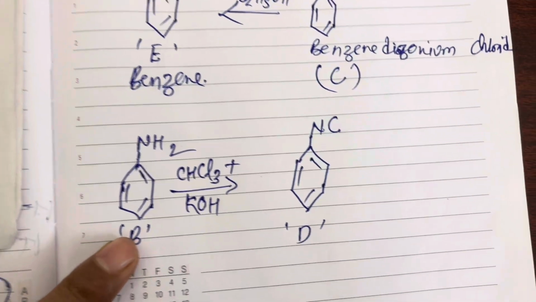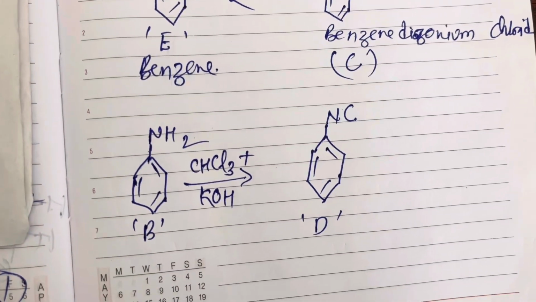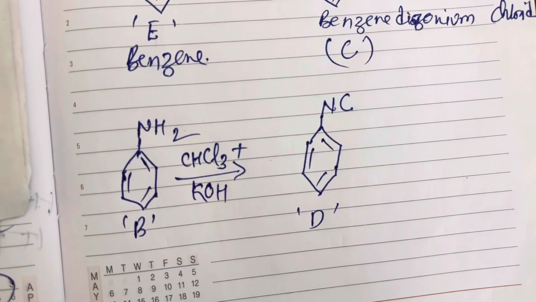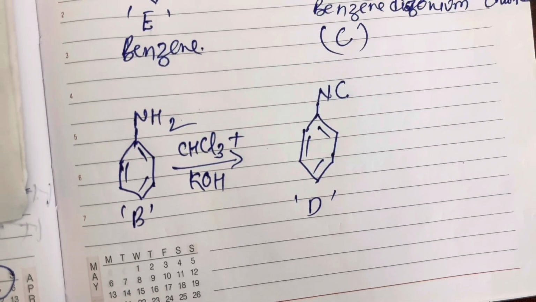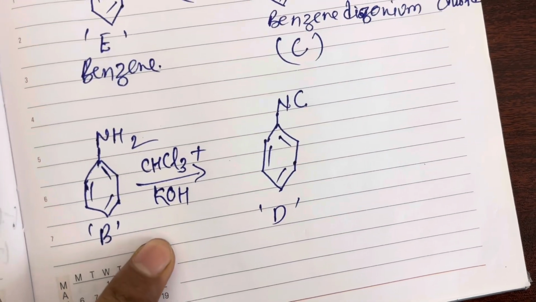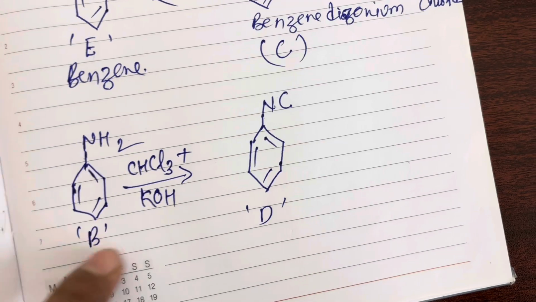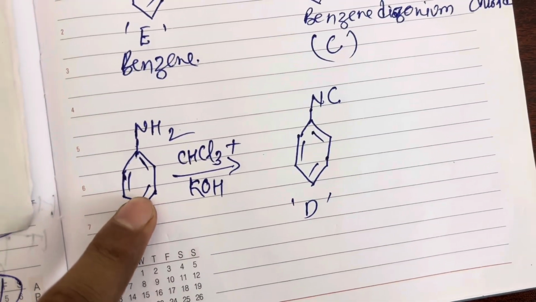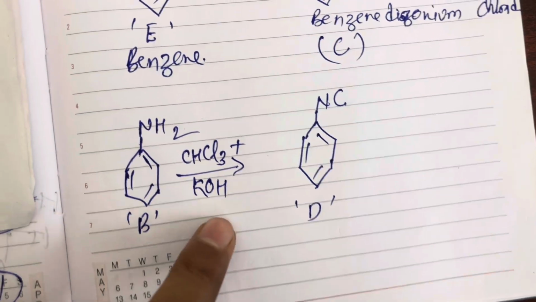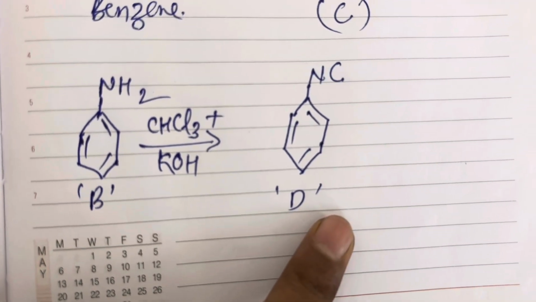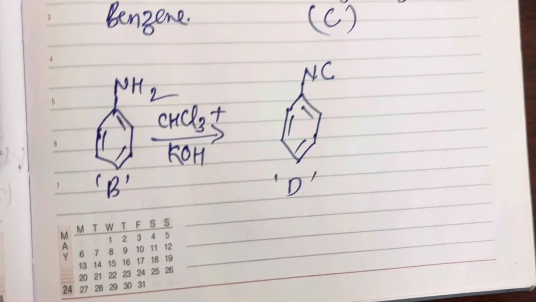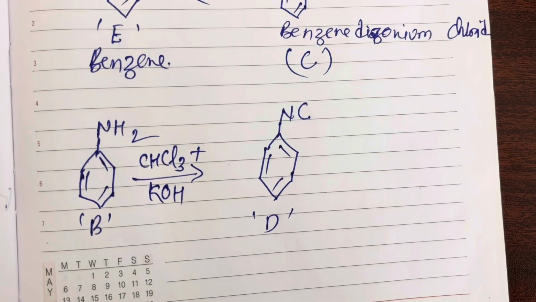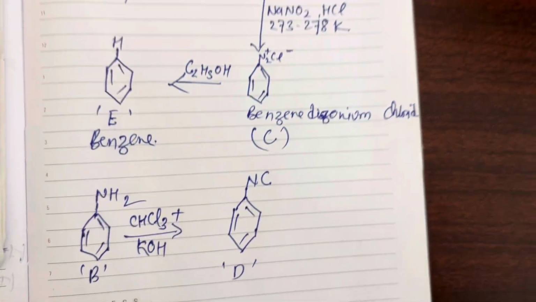And B on treatment with chloroform and ethanolic potassium hydroxide forms D. When aniline, a primary amine, reacts with chloroform and KOH, the carbylamine reaction takes place, and aniline is converted into isocyanide. So these are the reactions.